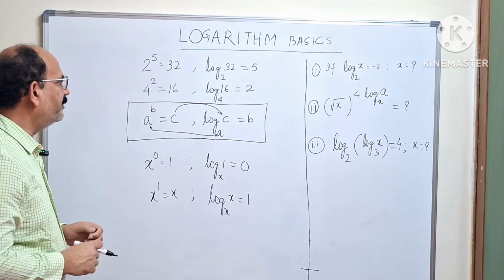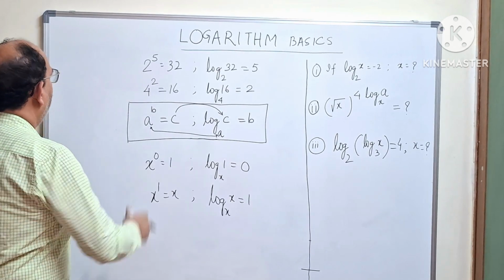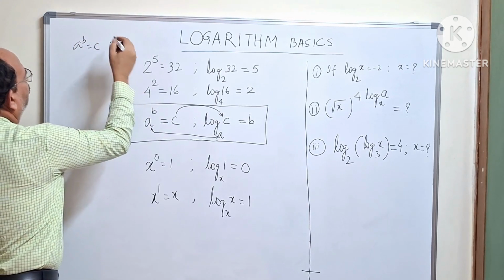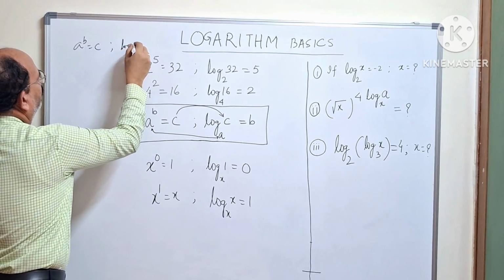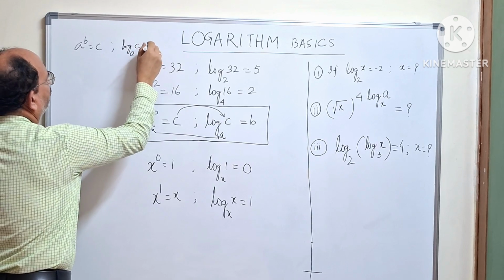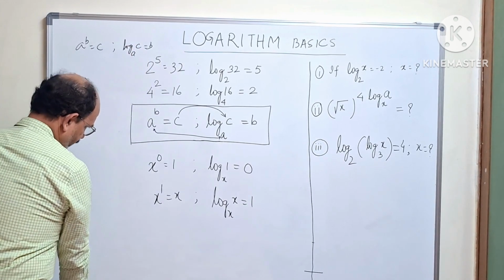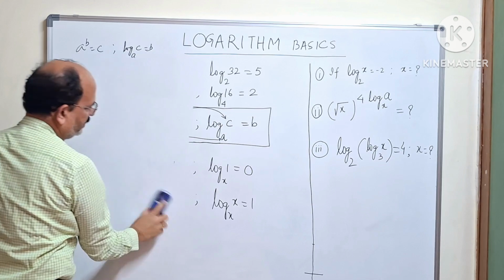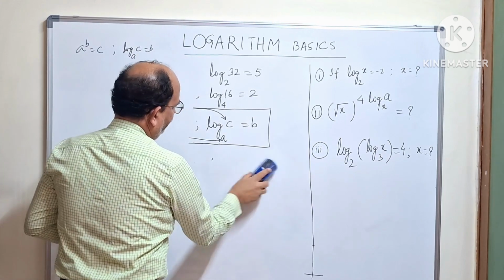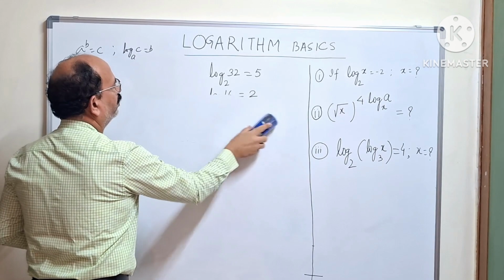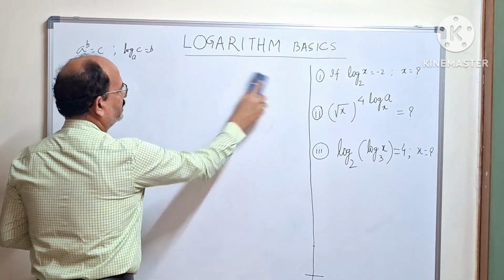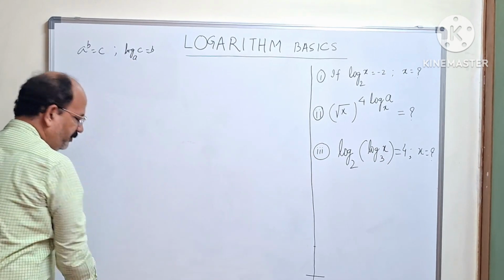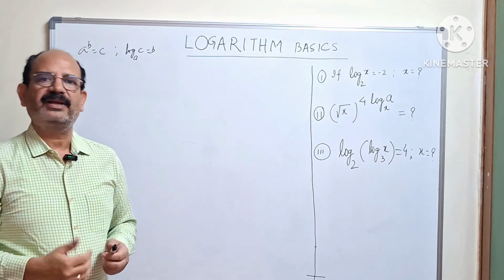Let's try understanding a bit more. And I will write this relationship here. A to the power b is equal to c. Then log of c base a must be equal to b. Now let's try understanding the uses of this relationship a bit further. The beauty is that if you understand this relationship, the basic definition of logarithm and the exponential form, then many complex looking problems you can solve very easily.